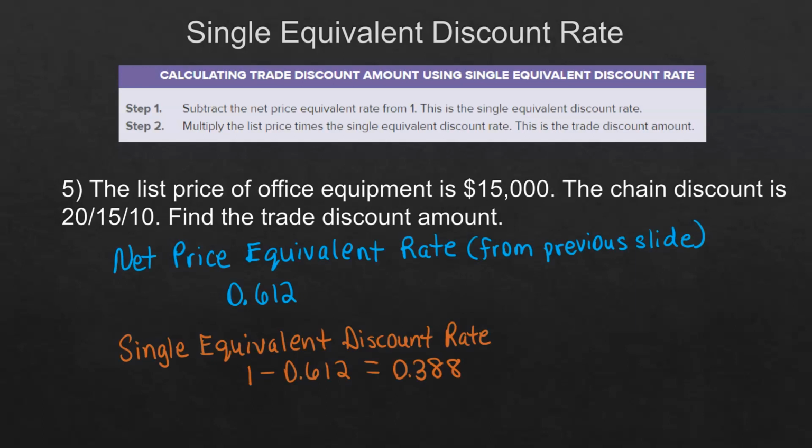Now we're going to talk about the single equivalent discount rate, which is the complement of the net price equivalent rate. Okay, so we have that from the previous slide, that 0.612, and we simply subtract to get the single equivalent discount rate. So the amount of the discount is 38.8%. Remember, I told you we can't add those together and get 45% because that would not work right. And so now this is saying find the trade discount amount. Well, we could just subtract 15,000 minus the 9,180, but we're going to use this to calculate that real quick.